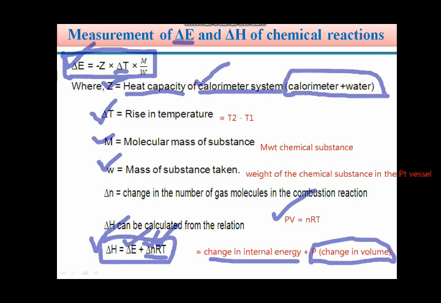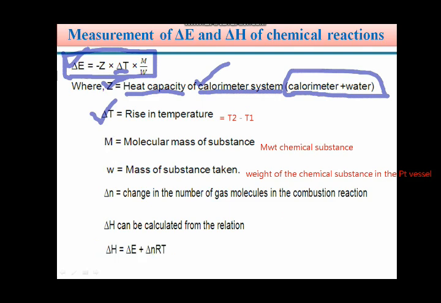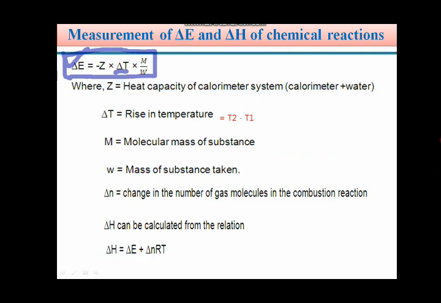So students, this is a very easy and simple experiment. With the help of this bomb calorimeter experiment, we can calculate for a chemical substance its change in internal energy, delta E, and its change in enthalpy, delta H.